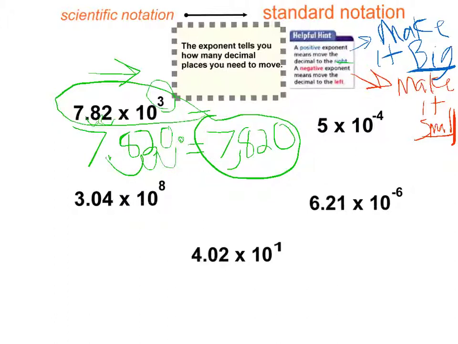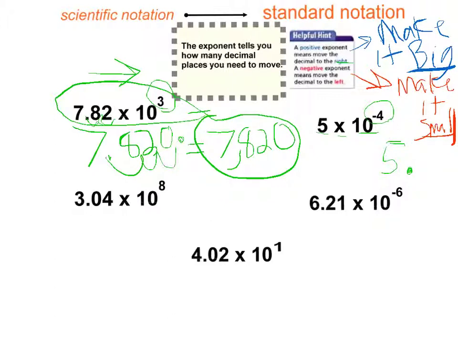Let's do another one. Let's try this one. So I have 5 times 10 to the -4. -4 tells me to move it 4 places. Now, what's very important here is where is my decimal? My decimal is right here.